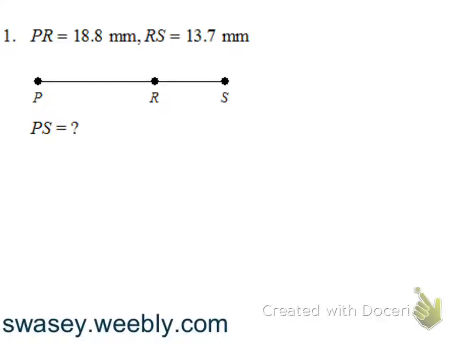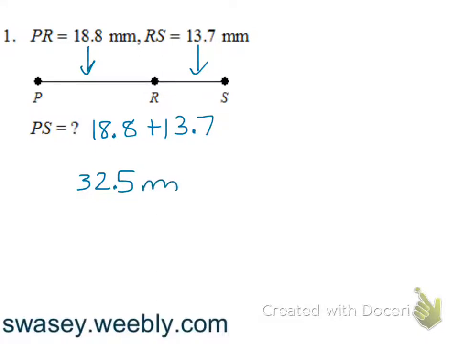Alright, so we've got a segment PR and a segment RS. We want to find the distance from P to S. So we already have these two distances. So the segment addition postulate allows you to add those two together. And so you should get 32.5, and that's millimeters, for that distance from P to S.